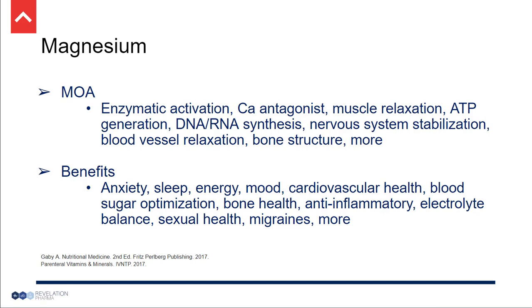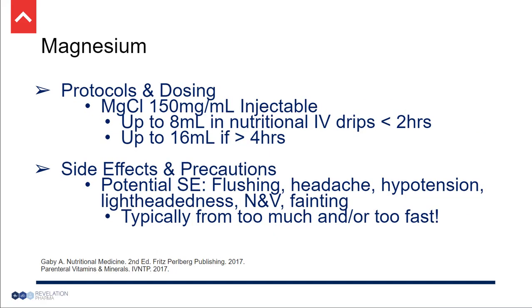So then the benefits you can get to your actual health. For anxiety, for help with sleep, energy, mood, cardiovascular health, blood sugar optimization, blood pressure, bone health, it's anti-inflammatory, it supports electrolyte balance, it supports sexual health, it's been used to treat migraines and many other things, because again, magnesium does hundreds of things in the body, and it is probably the mineral that the most people are deficient in and can get benefit from right off the bat.